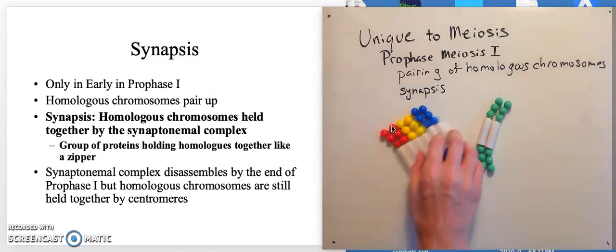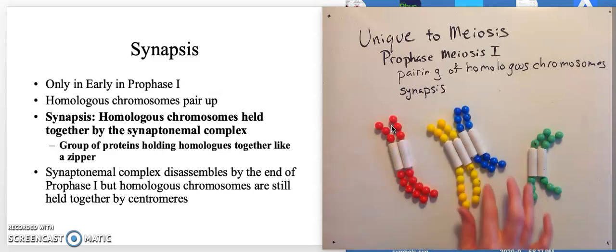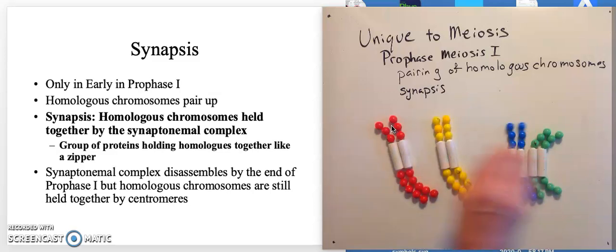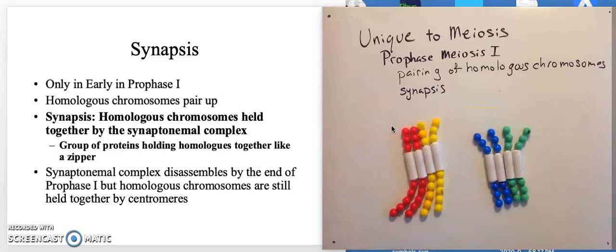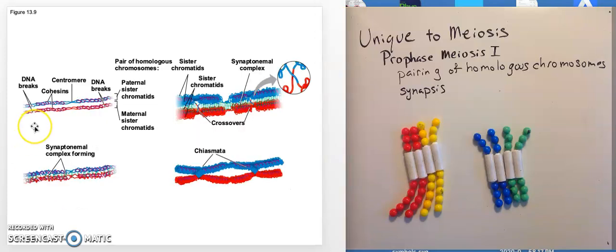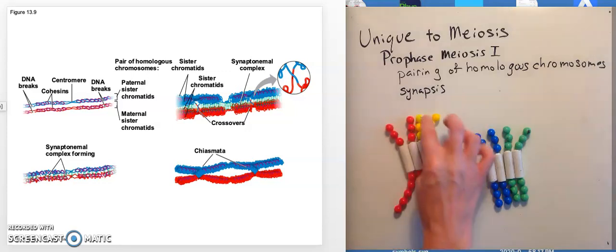So if the wrong ones match up, okay, there are proteins that actually read the nucleotide sequence and say, wait, these are not a match, and they don't attach to one another. If there is a match, okay, then the synaptonemal complex will hold them together. So the synaptonemal complex is a series of proteins that are going to hold the homologous chromosomes together during prophase of meiosis 1. So there's actually a reading mechanism that checks to make sure that the nucleotide sequence on the homologous pairs is a close match.